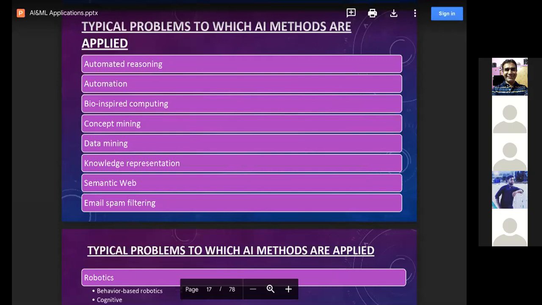Then you have the semantic web. That is also a very, very nascent area, still in the development stage. There are various search engines which use the semantic web for their queries. They are a web of webs, right?